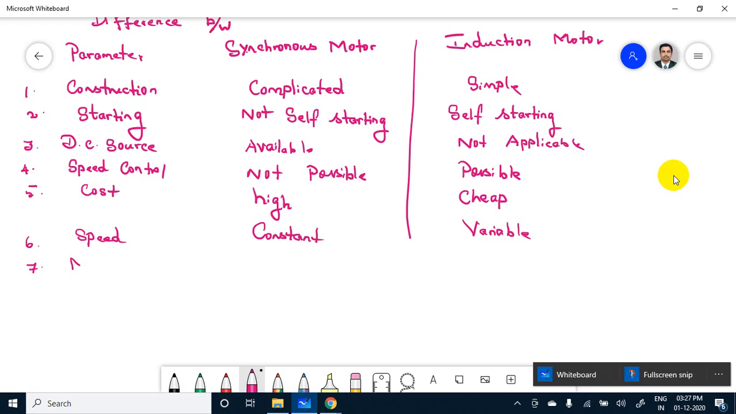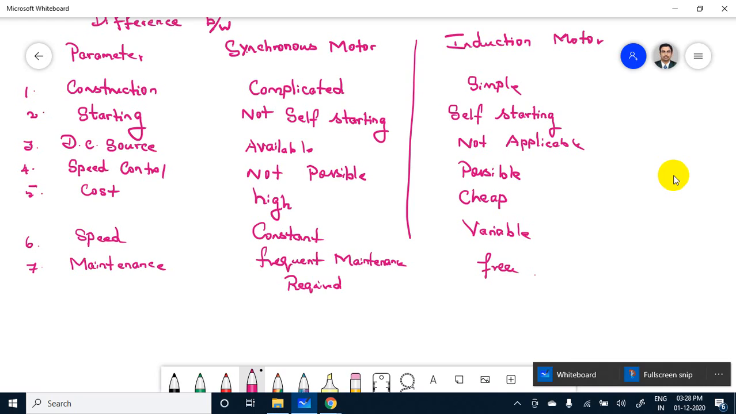Seventh point, maintenance. Frequent maintenance is required for the synchronous motor. Here, it is free. No maintenance is required for this.